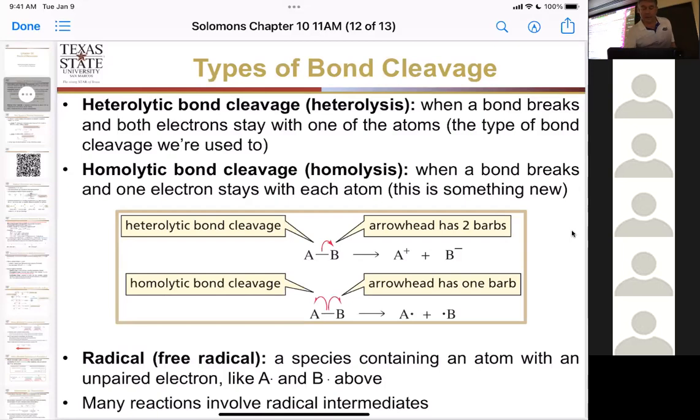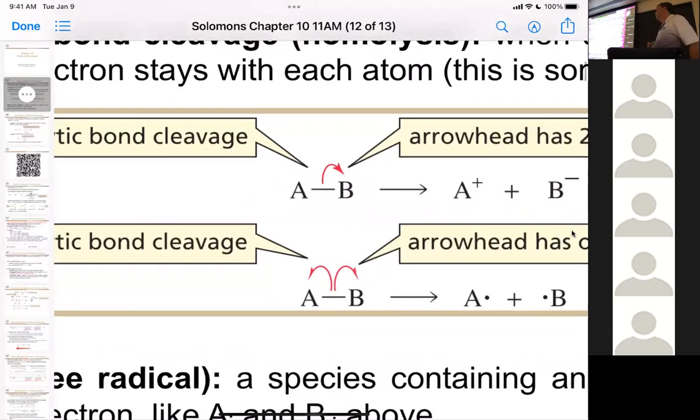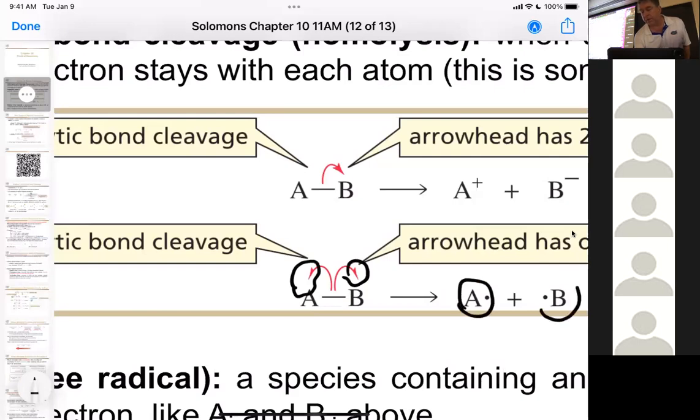Now notice we have two different arrows here. In heterolytic cleavage, we have two barbs to represent the two electrons. In homolytic cleavage, we have one barb representing one electron. So when you're using that, make sure that you're using the single barbs, so that both of the substituents end up with the same number of electrons from the bond that just broke.